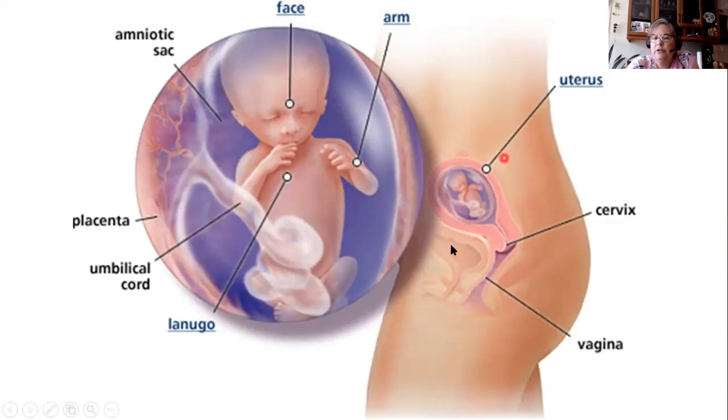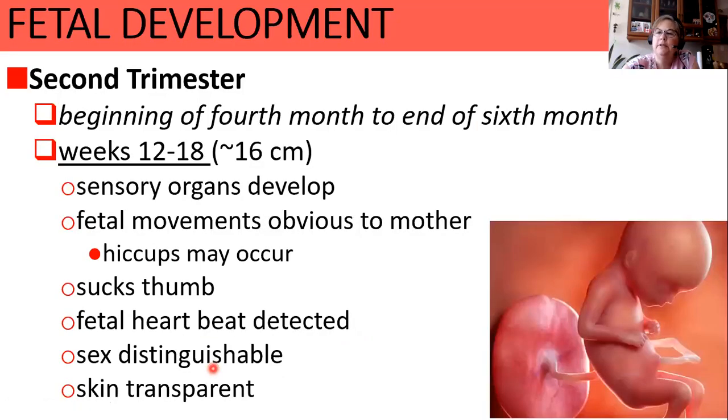All right, so we see a little bit of the suckling reflex. Mom doesn't show usually by the end of the first trimester, okay? And we see baby looks fairly skinny and a big giant head, right? Heads are really, really big. Okay, the second trimester. So the second trimester, beginning of the 4th month to the end of the 6th month. So halfway through the second trimester, sensory organs are developing.